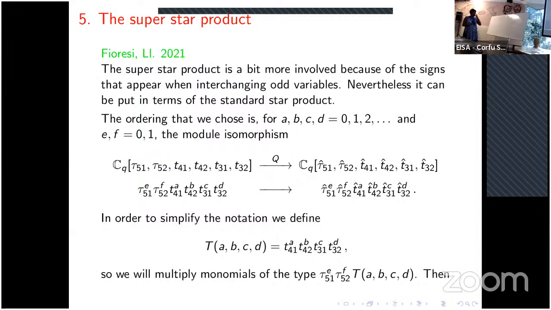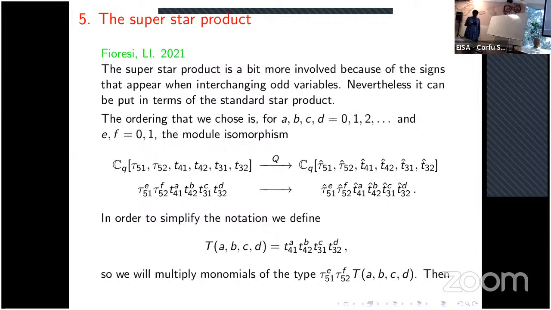So we go to the superstar product. Of course, the superstar product comes in terms of the non-super star product. And here we have to extend with two odd variables and show that this is also a basis in the non-commutative algebra. And then we have a quantization map that takes this element of the basis of the supercommutative algebra to this element of the basis of the non-commutative superalgebra. And to give the star product, I will simplify the notation and denote simply by T, A, B, C, D this monomial that depends only on the even variables. What we are going to do is to give the star product of monomials of this type.